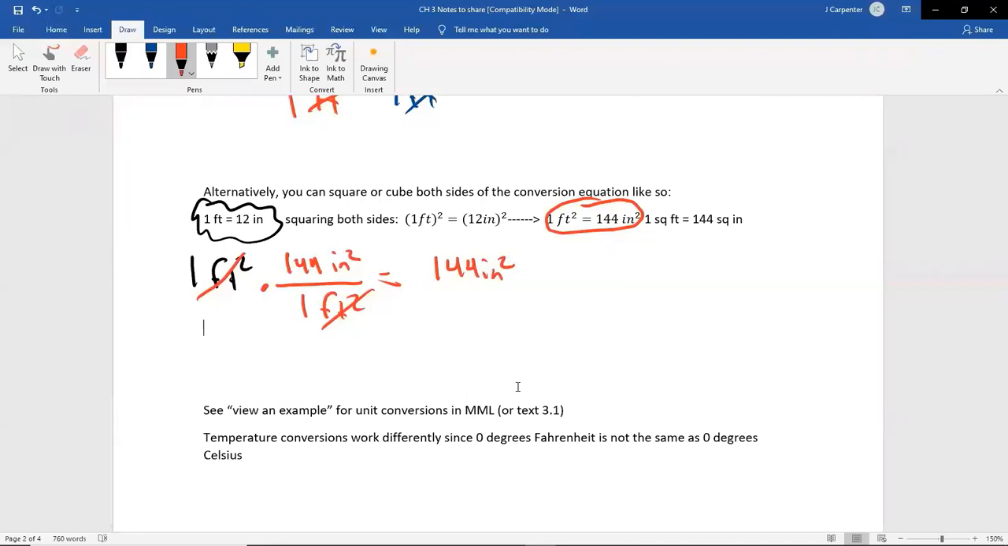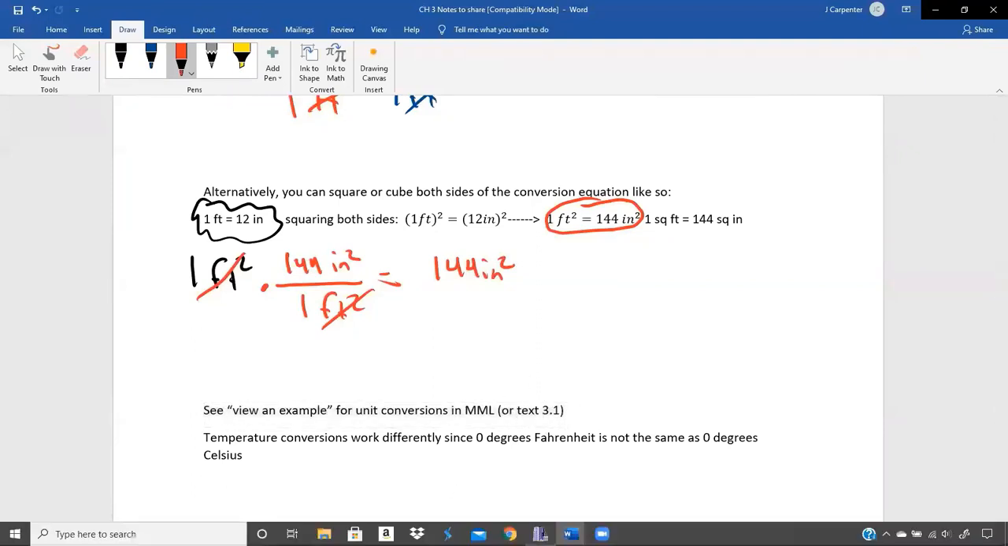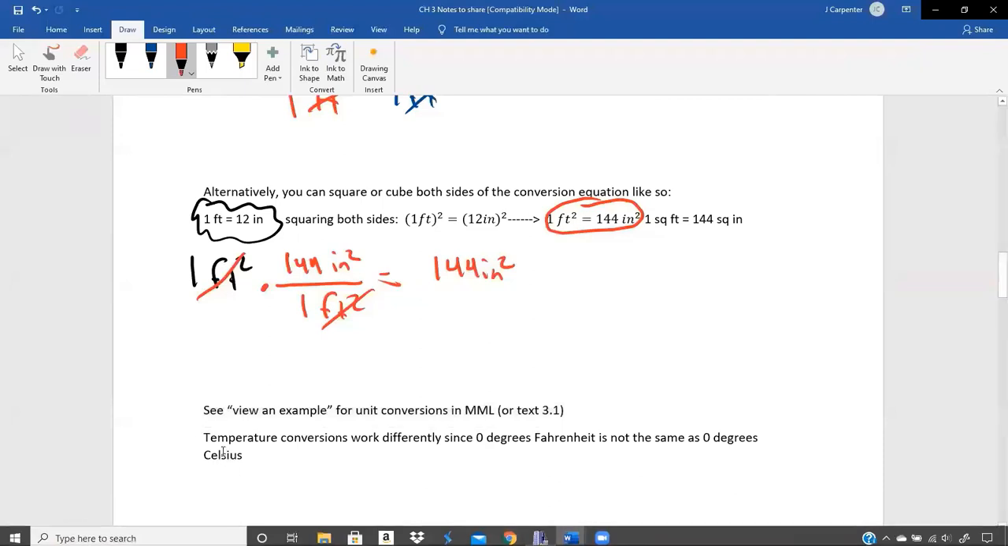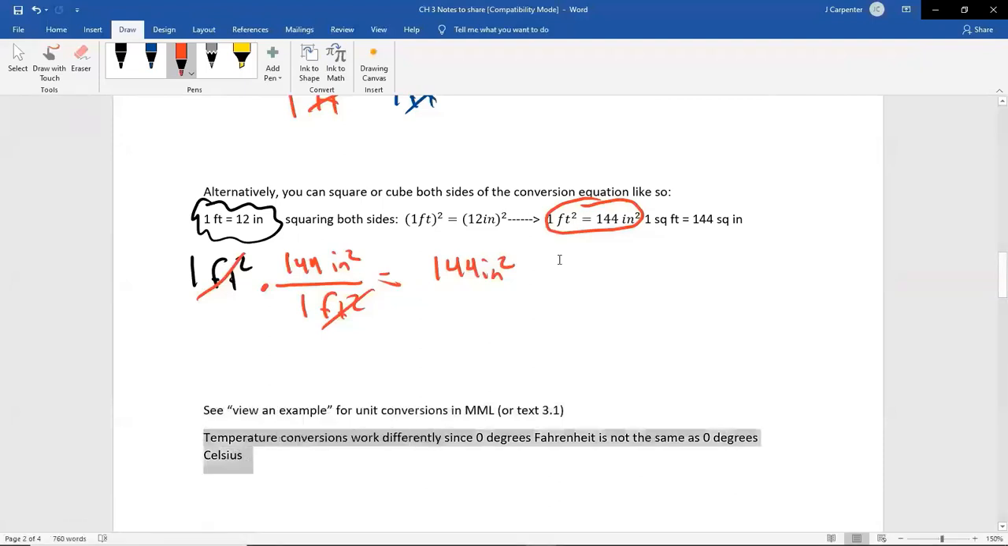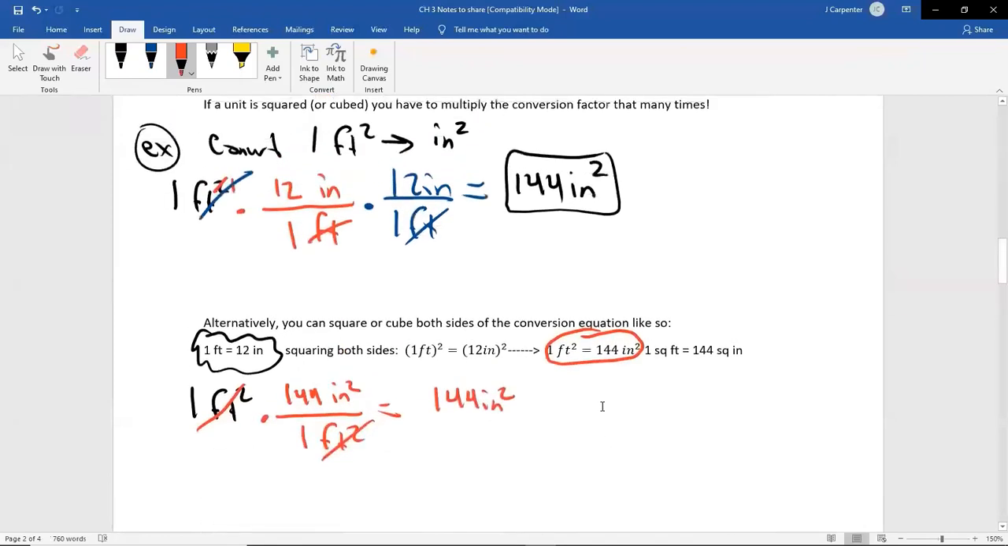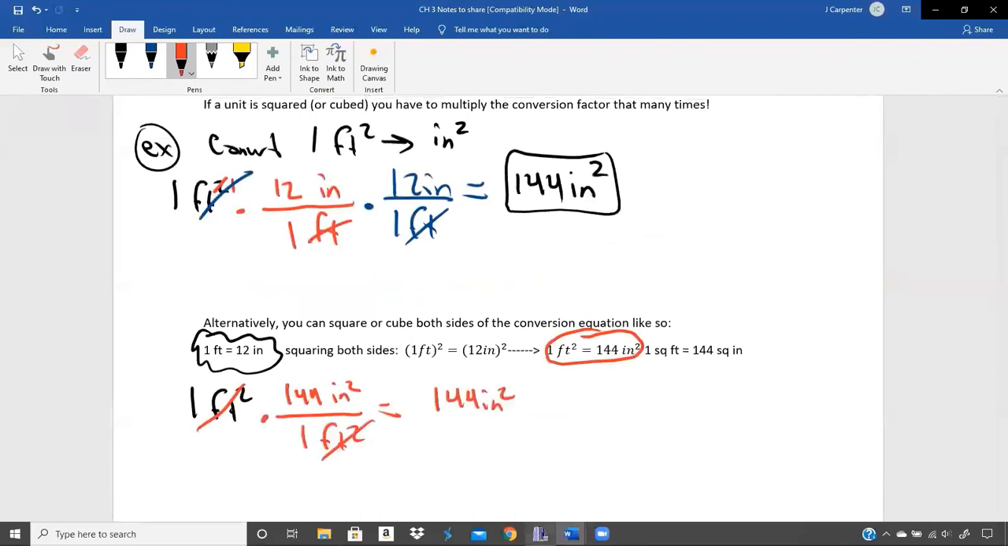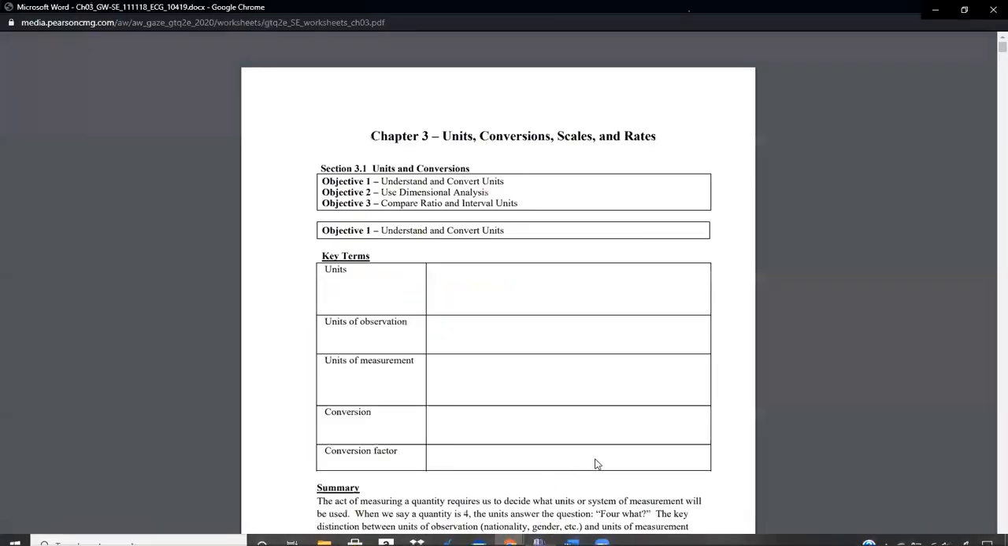All right. So again, your text also has a lot of those conversions as well. Next up, temperature conversions. Actually, we don't want to do that yet. I want to save that for later. I don't want to get too far ahead. We're going to our guided activities.